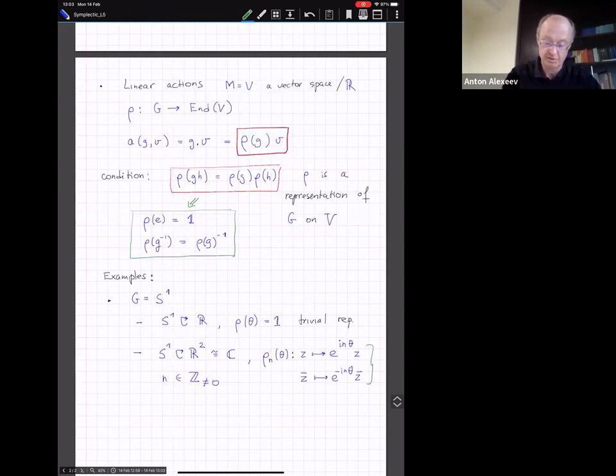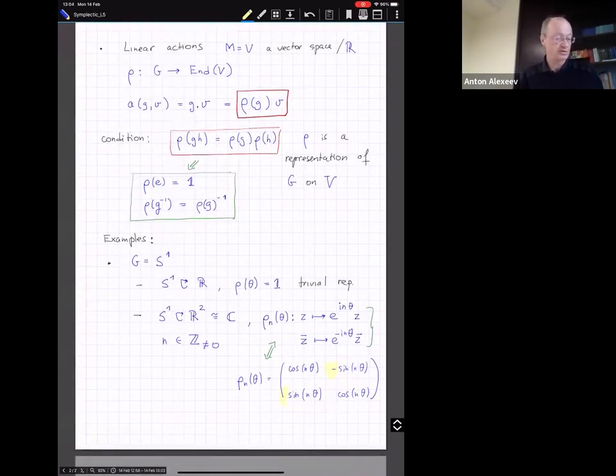So this is equivalent to saying that rho n of theta is the following linear transformation of R2. I hope I got my signs correctly. I always get wrong signs. So I don't know. I hope here the sign is minus and here the sign is plus. But who knows? Perhaps you can also check. So this is a family of two-dimensional representations.